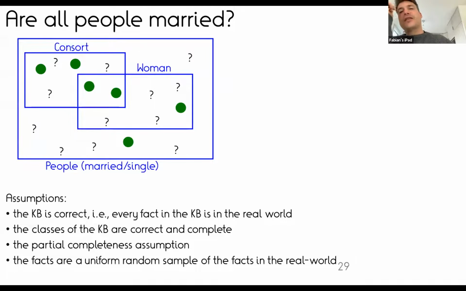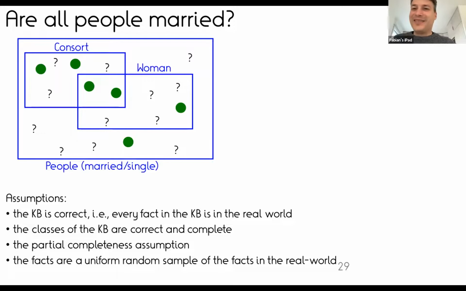These assumptions are that the knowledge base has to be correct. So every fact in the knowledge base is also true in the real world. So all the green dots in the knowledge base are really green dots in the real world. The classes are correct and complete. We make the partial completeness assumption. So if you have one or more objects, you have all objects. And the facts are a uniform random sample of the facts in the real world. These are, of course, all completely false assumptions.